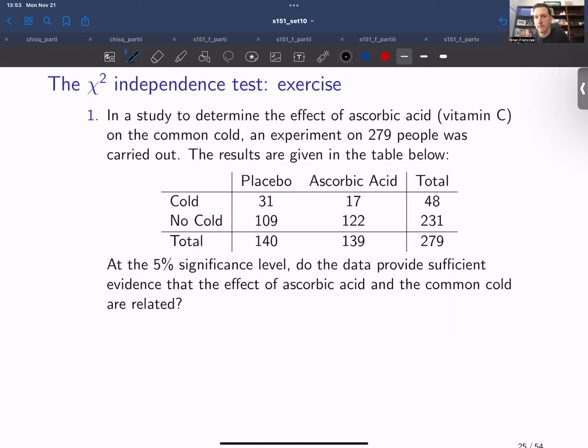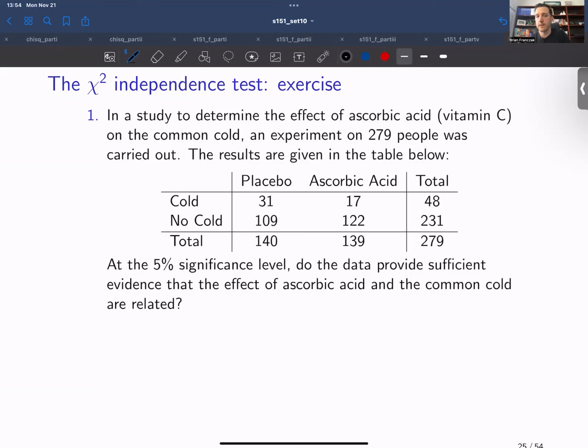So for example, we have 31 people that were given a placebo and had a cold. And then we had 109 people that were given a placebo, so maybe like a water tablet or something like this, and they didn't have a cold. And then we have similar counts for ascorbic acid. So these 17 people took vitamin C and got a cold. And then 122 people took vitamin C and then didn't have a cold.